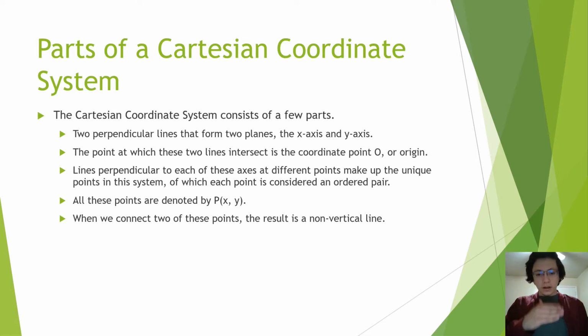Now, along each of these lines, both vertically and horizontally, there are more perpendicular lines at certain points that help create this square grid where each of the points in the coordinate map can be drawn. All of these points are denoted by P(x, y). And when we connect these points, the result is a non-vertical line.